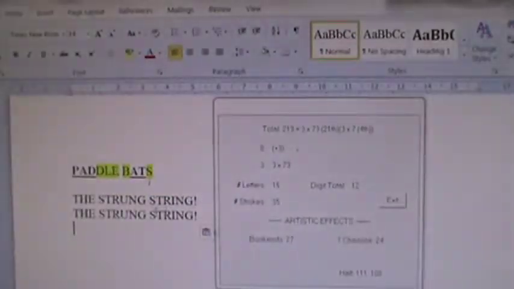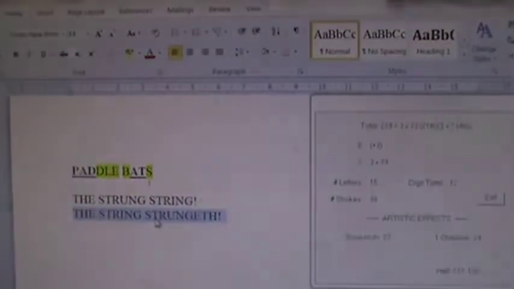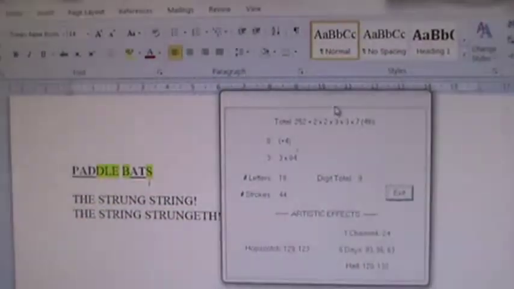And then my favorite is the ETH ending. So, the string strungeth. Might as well jack it up. The string strungeth. There you go. Really high for 3s now. Okay. Beautiful. Okay. We are on fire.